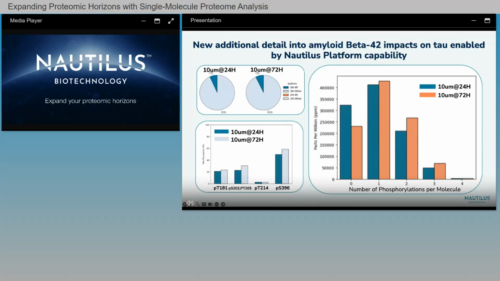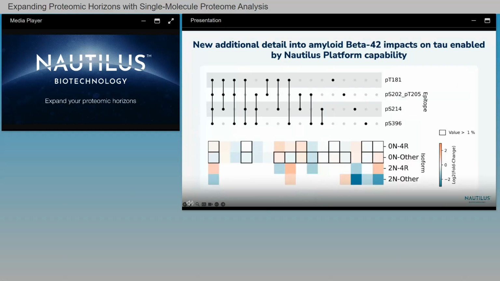Further diving into the level of detail, one can look and say, all right, well, how does this change over time? Let's look at variations in particular proteoforms. And this is, again, a little bit of a complicated plot. Each row corresponds to one specific isoform. The 0N other is almost certainly the 0N3R. We just didn't happen to include a 3R antibody in this experiment.